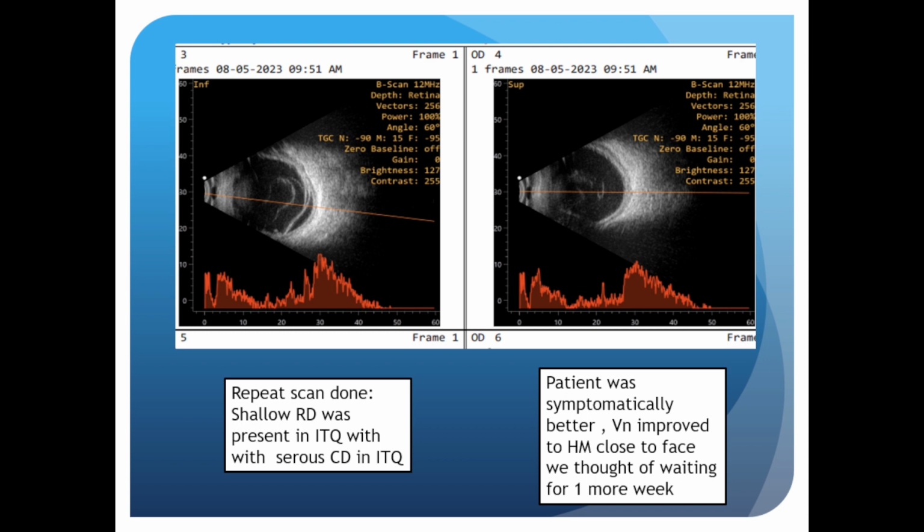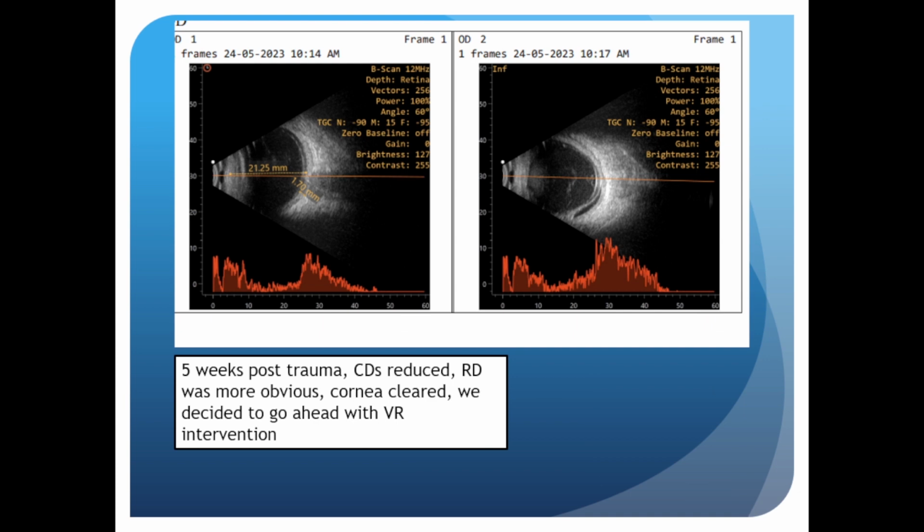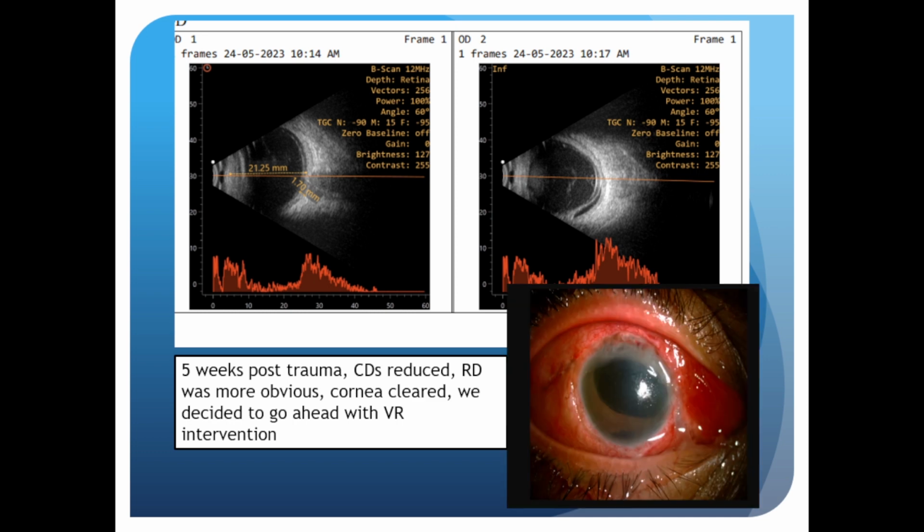So vision improved to hand movement close to face. We thought of waiting for one more week. When the patient came after one week, we again repeated our scans. So CDs were reduced, RD was more obvious, cornea was clear. So we decided to go for the VR intervention as planned before.